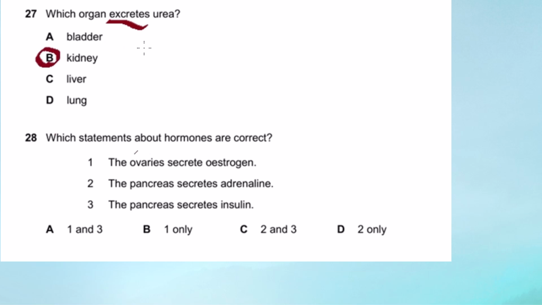And which statement about hormones is correct? The ovaries secrete estrogen. That's correct. The pancreas secretes adrenaline? No. The pancreas secretes insulin? Yes. So 1 and 3 are correct, and the only one that has that is A. Nice. These 2 are a little easier.